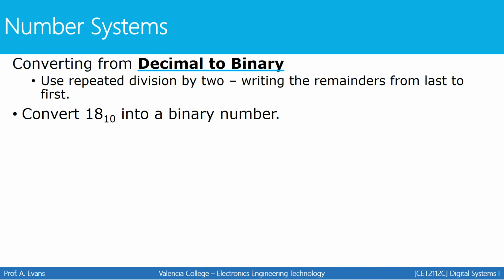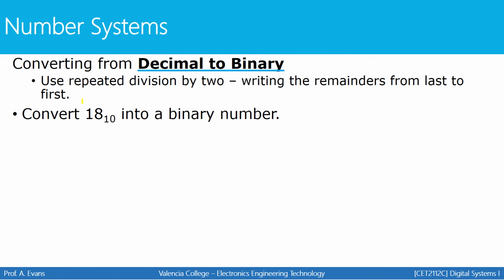Now we're going to talk about going the other way, converting from decimal to binary. Let's say that I'm starting with a decimal number and I need to know how to represent it as a binary number. I'm going to use a process called repeated division by 2. We're going to write the remainders as we do this repeated division by 2. So again, we're going to go back to maybe 4th grade math and do some long division where we have to write a remainder.